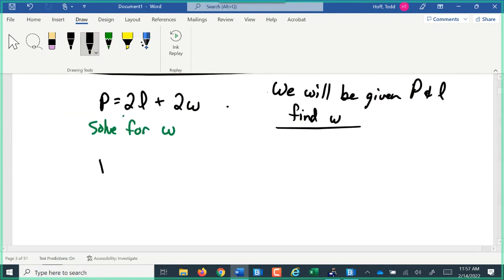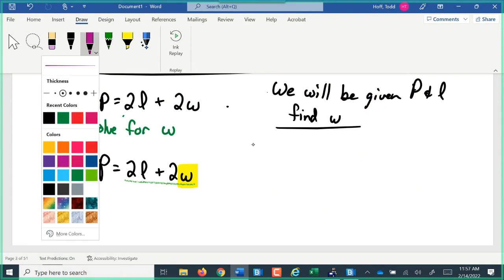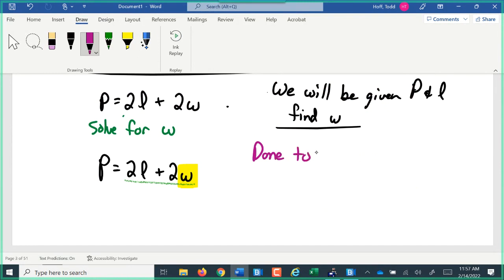So I have P equals 2L plus 2W. We need to focus on the W, and of course just on the side of the equation that has the W, and we need to figure out what is keeping the W from being alone and how it was attached. In other words, we need to talk about what was done to W if we were just focusing on W. Well, the first thing that would be done to W is that it is multiplied by the 2. The next thing that would be done is the 2L was added to it. That's it. That's everything that's on the right side of the equation, keeping W from being by itself.